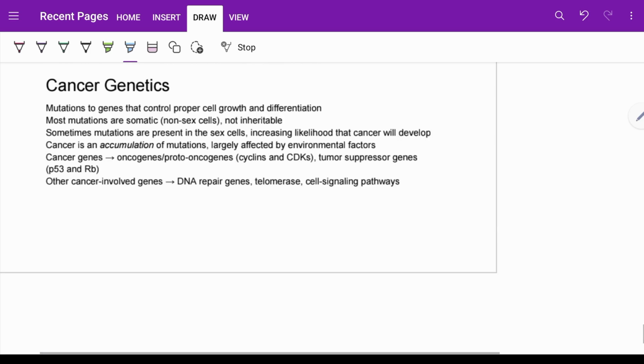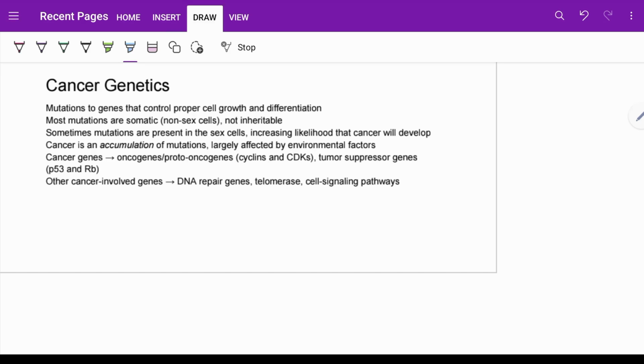Now a quick little segment on cancer genetics. When cancer arises, it's usually due to a mutation in a gene that controls proper cell growth and differentiation. Most of these mutations are somatic, so not in sex cells, and so cancer is not an inheritable disease. Although there are genetic factors that can increase the risk of cancer, it's not necessarily inheritable. Some mutations can be present in sex cells, and that increases the likelihood that cancer will develop, but usually doesn't actually lead to cancer.